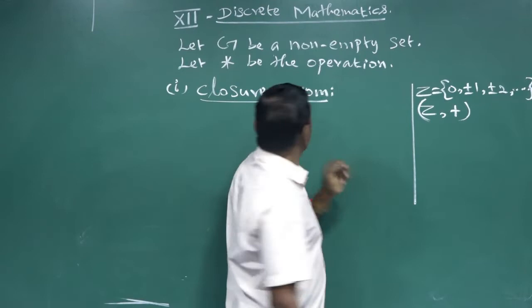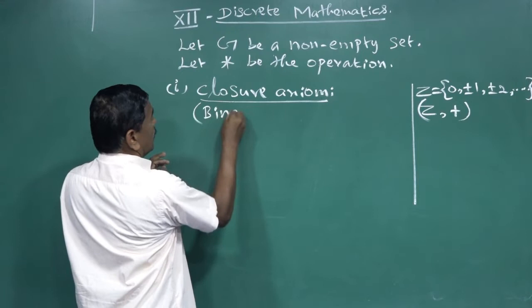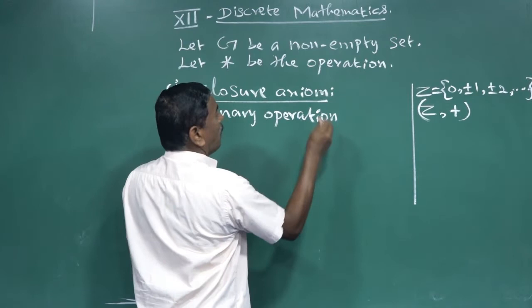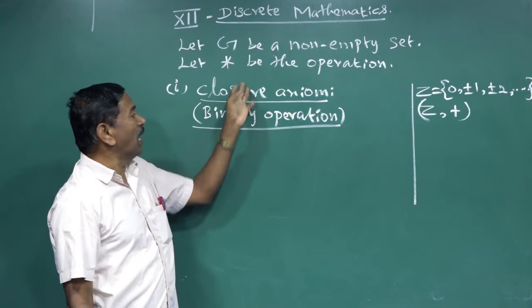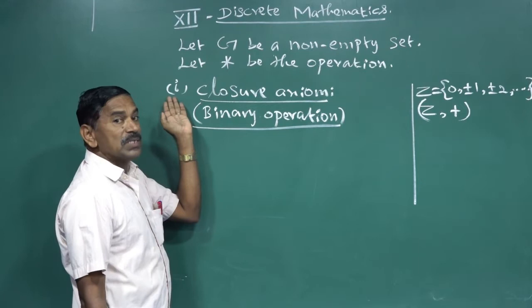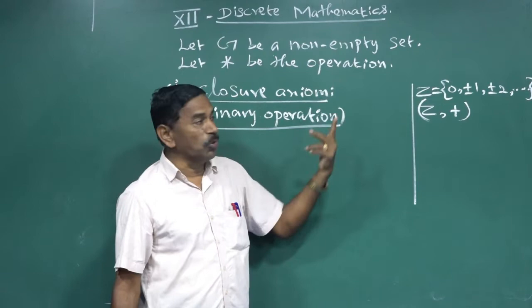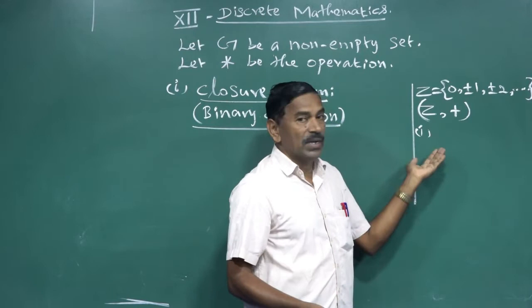The first property is named the closure axiom, otherwise a binary operation. Both are the same. Now, here Z is a set and plus is the operation. I want to verify the first axiom, the closure axiom, that is, whether the operation plus is a binary operation or not, or whether plus satisfies the closure axiom or not.